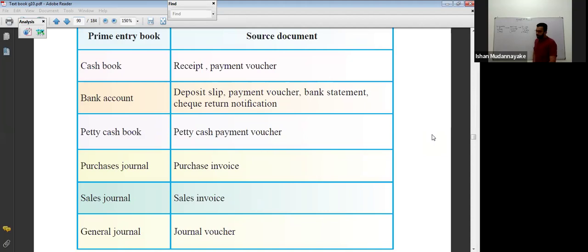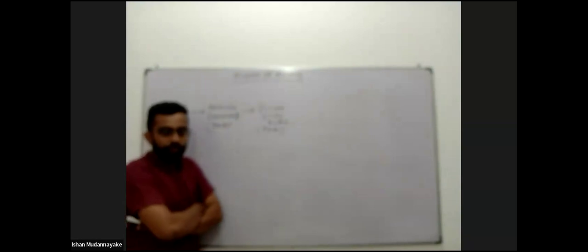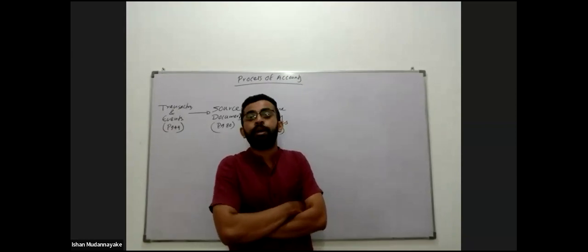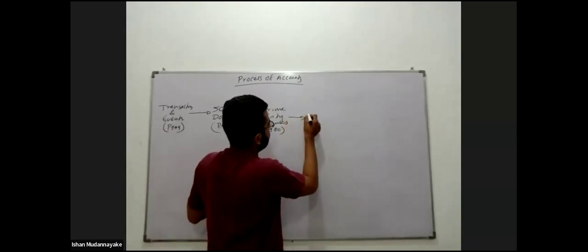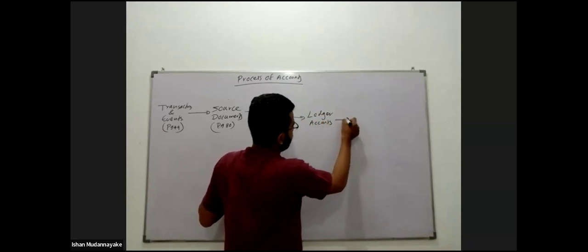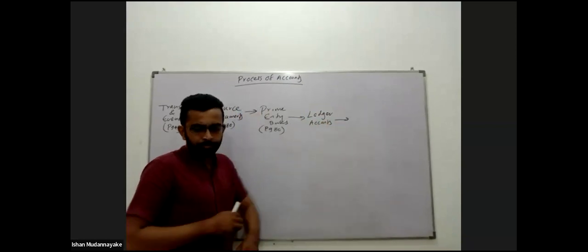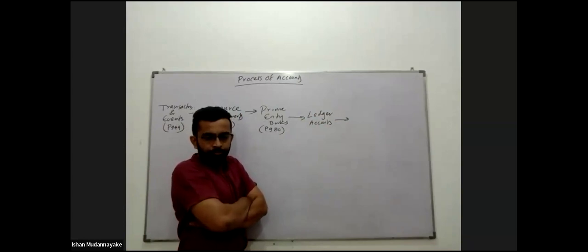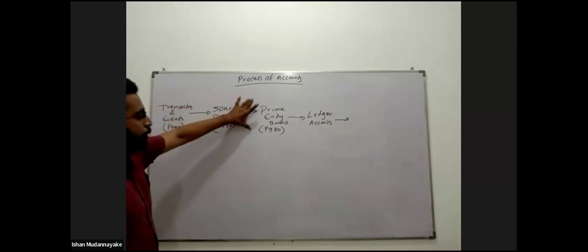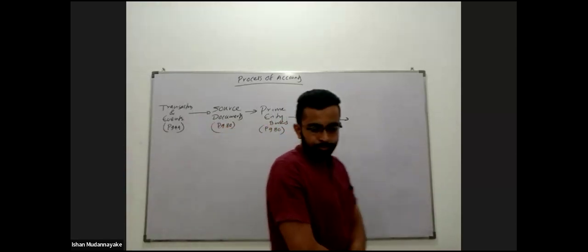After primary books, what is the next step? Preparing ledger accounts. Very good. You need to write down this process: transactions and events, source documents, primary books, and then ledger accounts. What are the types of ledger accounts?